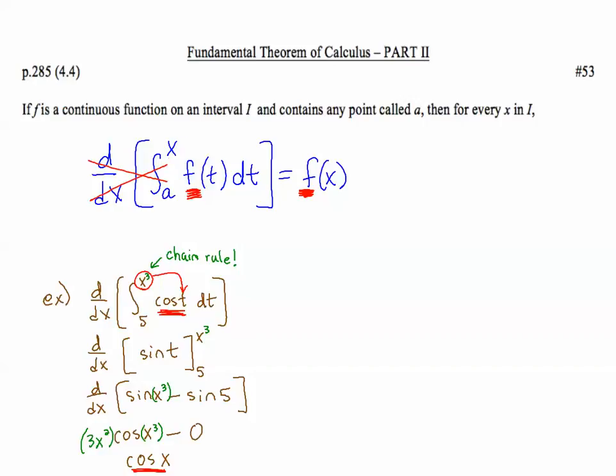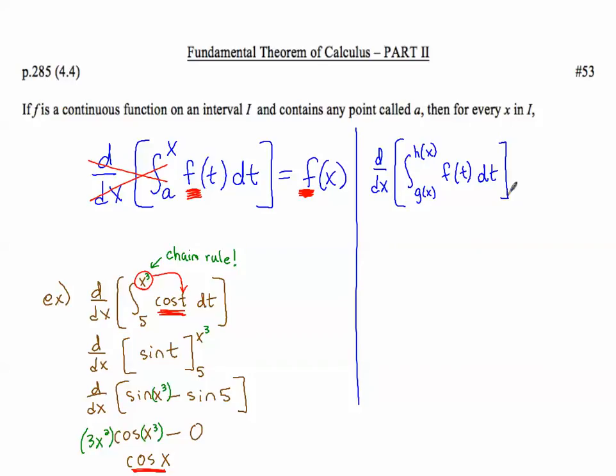So let's show a more spruced up version of this fundamental theorem of calculus part 2. So that will look more like this. The derivative with respect to x of the integral that goes from g of x to h of x of f of t dt will equal, now of course, the derivative still cancels out the antiderivative.